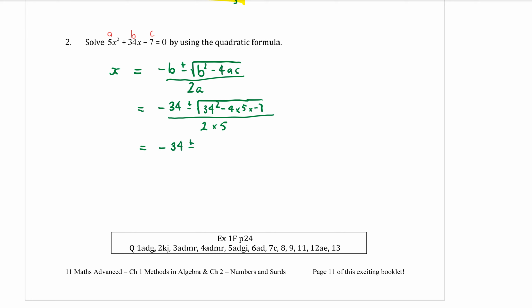So the minus 34 plus or minus, first of all, you just want to work out what is underneath that square root sign. So you just type in 34 squared minus 4 times 5 times minus 7. It's a good thing to check as we go through. And you should get 1,296, correct? 2 times 5 is 10. Now, if this is going to work out nicely, I should be able to square root that number. Try in your calculator, what is the square root of 1,296? 36. Look at that.